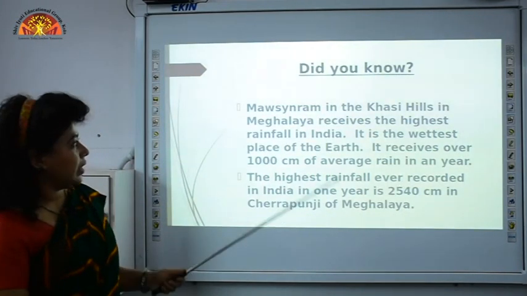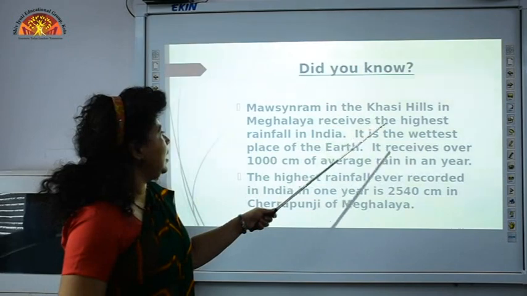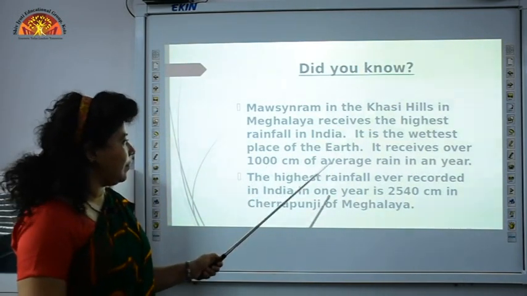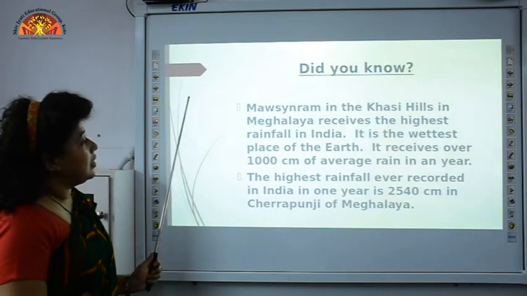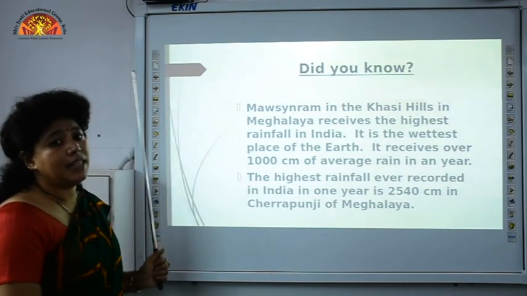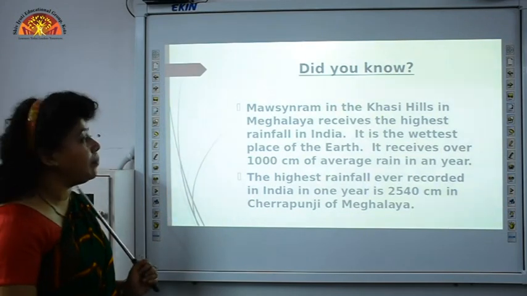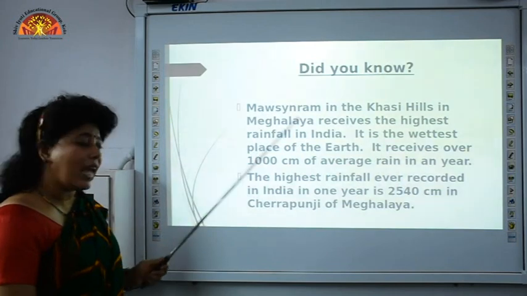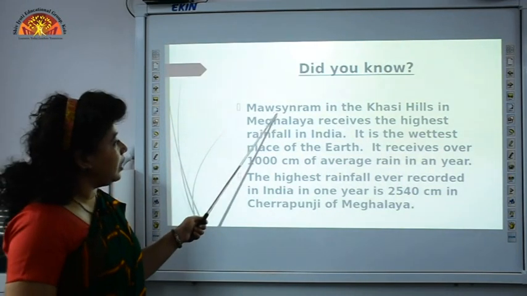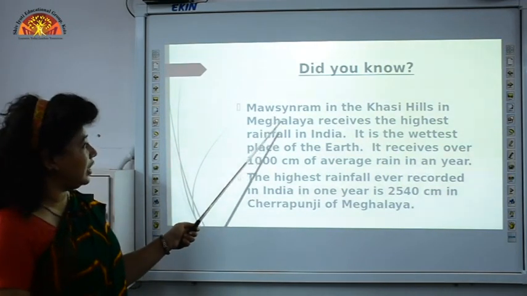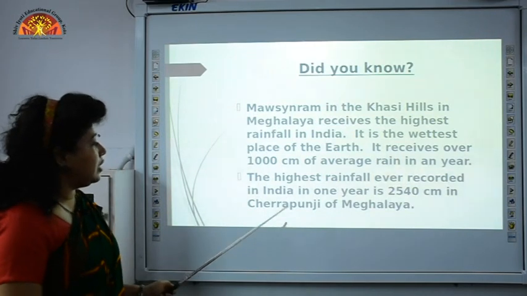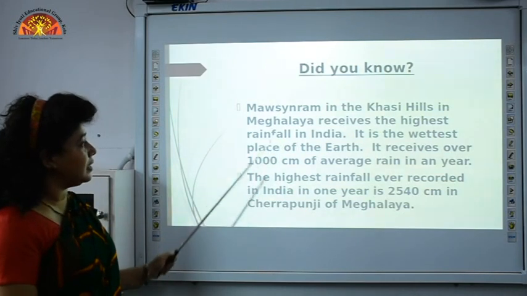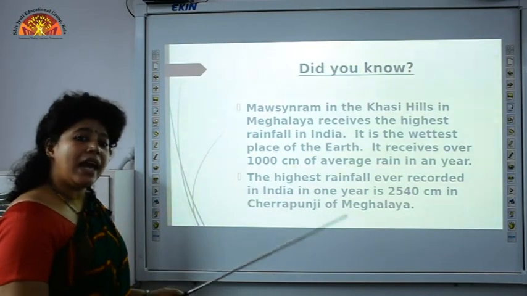Did you know Mawsynram in the Khasi hills in Meghalaya receives the highest rainfall in India? मतलब Mawsynram receives, जो नॉर्थ ईस्टर्न स्टेट्स है, हमने पिछले साइड में पढ़ लिया था कि नॉर्थ ईस्टर्न states receive very high rainfall. तो Mawsynram belongs to Meghalaya, which is a northeastern state, and Cherrapunji also belongs to a northeastern state. So these two places receive extremely high rainfall.